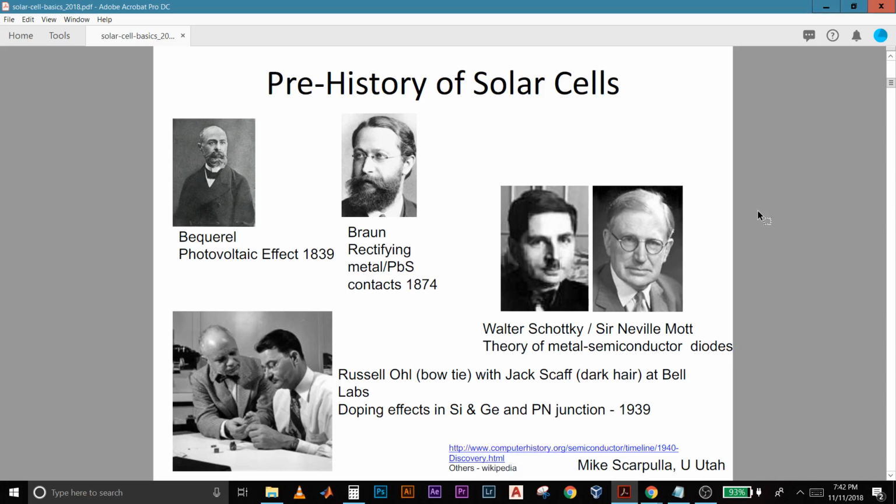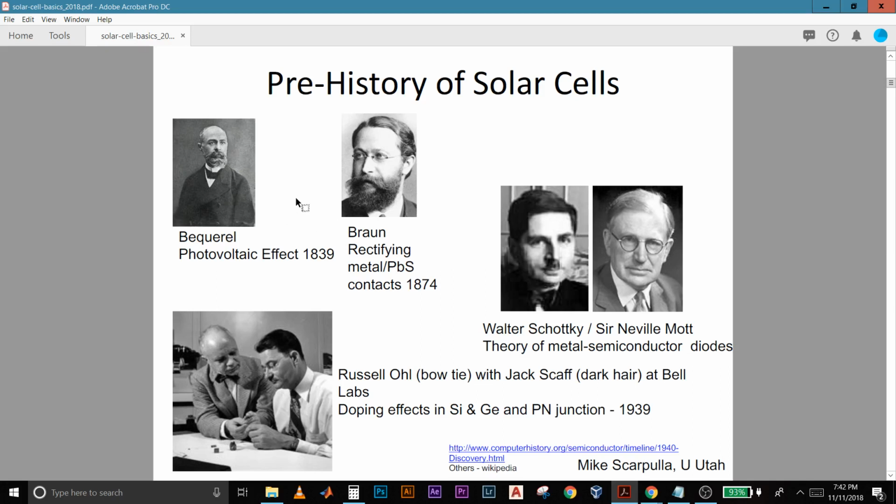Okay, so a little background on solar cells. We can trace the first piece of science involved in photovoltaics, namely the photovoltaic effect, as far back as 1839, and Henri Becquerel is credited with discovering the science behind the photovoltaic effect. Turns out that he was only 19 years of age when he came up with the idea of the photovoltaic effect.